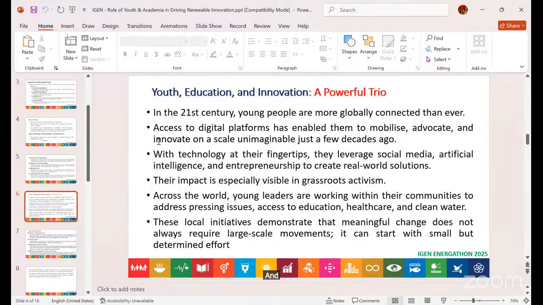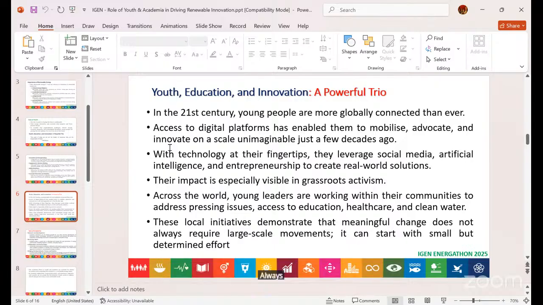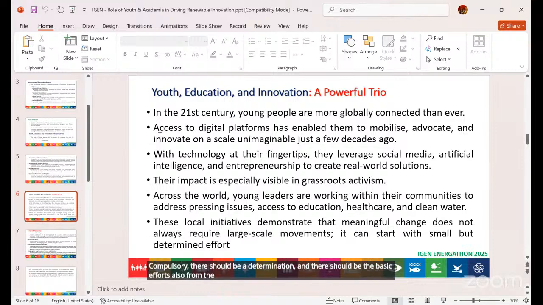And clean water also. Earlier we used to get municipal water or water from the rivers, but nowadays the water purifier system is in our houses, so we can have the equipment and get everything. And these are all connected, initiated, and innovated by the youth with their education and innovative thoughts. These local initiatives demonstrate that meaningful change does not always require large-scale movements. It can start with a small but determined effort. I think there should definitely be determination and basic efforts from the students. Yeah, can I get the next slide?